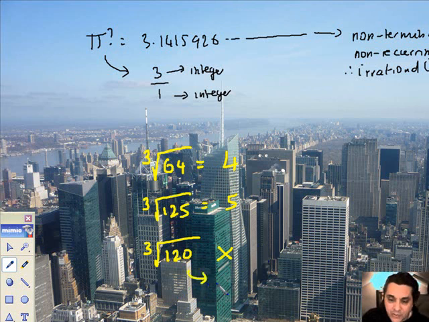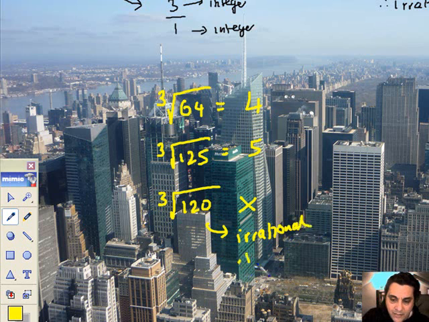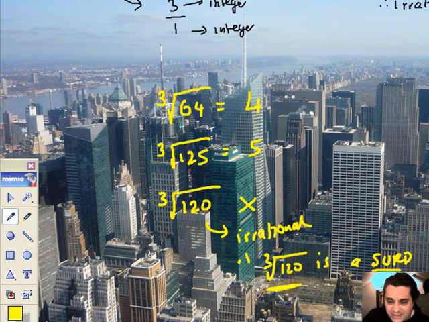Alright? And therefore, the cube root of 120 is a surd. Right, so you just write it, leave it as it is, like that. Cube root 120 is going to be a surd. Alright? So anything to do with pi, non-recurring, non-terminating, is irrational. The square root of a non-square number is irrational and can be written as a surd. The cube root of a non-cube number is irrational and therefore can be left and written as a surd.